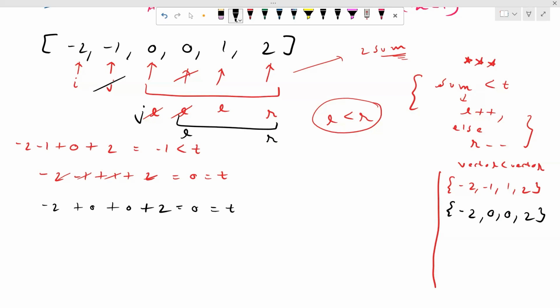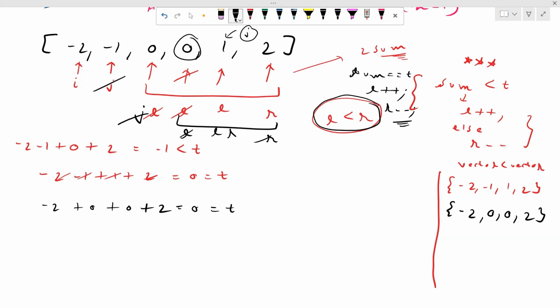We'll again try to calculate the sum, and now both the pointers cross each other. Whenever we find that our sum is equal to target, we'll increment our left pointer as well as decrement our right pointer. So both of the pointers will be pointing to the one over there, so they both cross each other. So we again increment our j pointer. Since j is already pointing to 0, we'll avoid this 0. So our j pointer will be pointing to this.